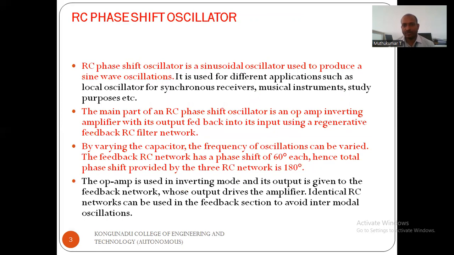The RC network is used to provide the phase shift. Each RC circuit provides a 60-degree phase difference. Totally we are using 3 RC networks, so the total phase difference is 180 degrees.